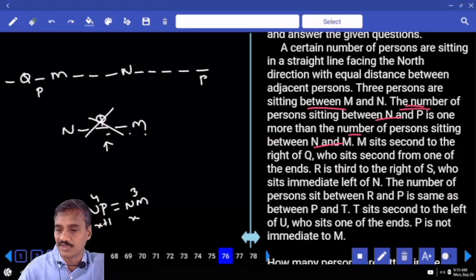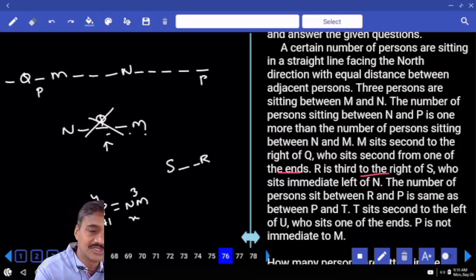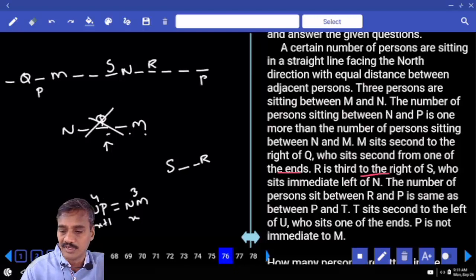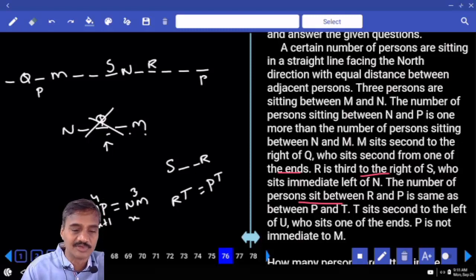M sits second to the right of Q, Q who sits third from the extreme. R is third to the right of S. Now R is third to the right of S. S who sits to the immediate left of N. S is to the immediate left of N, S is here. Then 1, 2, R must be at this place. And the number of persons between R and P is same as P and T. R and P same as P and T. That means P must be exactly in between these two.